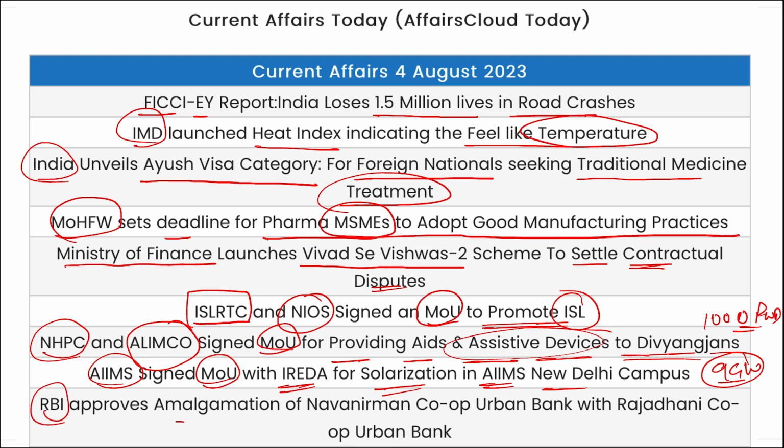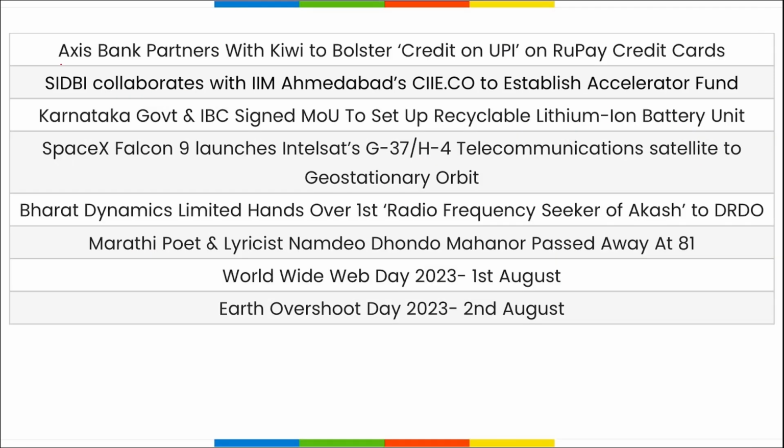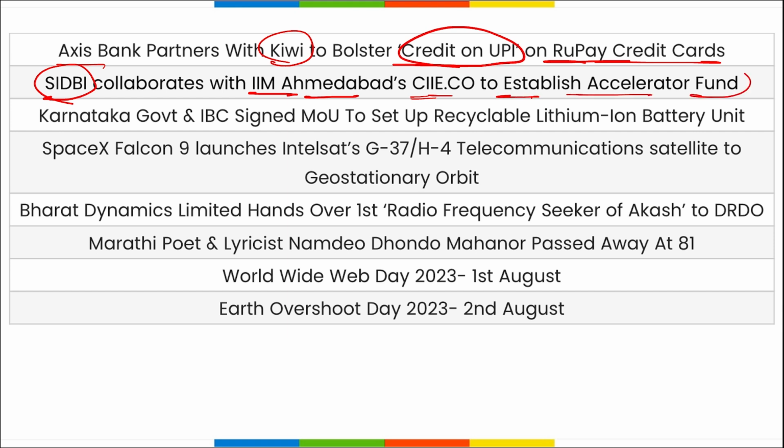Then RBI has approved the amalgamation of Nava Nirman Cooperative Urban Bank with Rajdhani Cooperative Urban Bank. Next, Axis Bank has partnered with Kiwi to bolster credit on UPI on RuPay credit cards. SIDBI collaborated with IIM Ahmedabad CII.co to establish an accelerator fund to fund India's development and budding startups. Then the Karnataka government and IBC signed an MOU to set up a recyclable lithium ion battery unit, and this will be the second such unit in Karnataka.